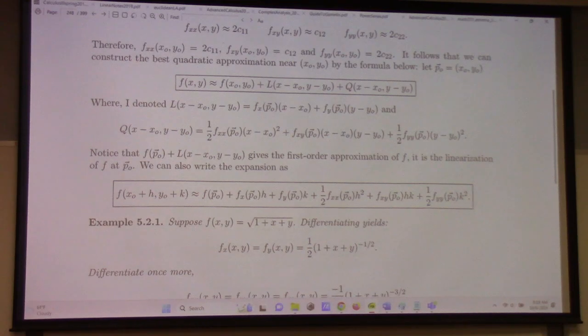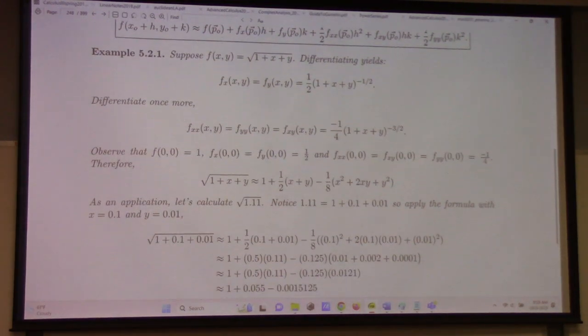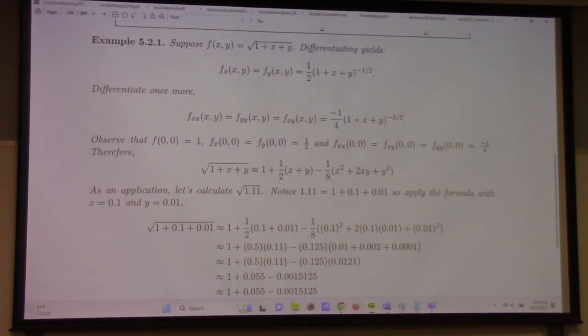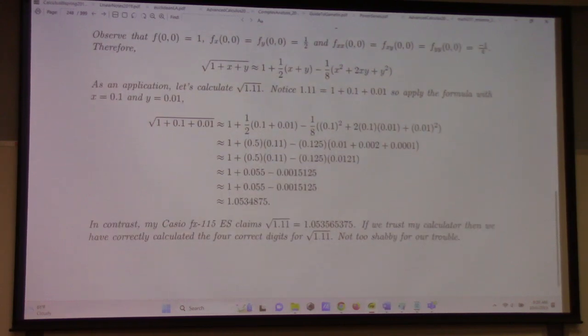I look at the power series for the square root of 1 plus x plus y. I calculate the partial derivatives, like so. I evaluate at the origin. It gives me all these constants. I put it together, so here's the bivariate power series expansion for the square root of 1 plus x plus y. It looks like this. And so I can take this thing out for a spin and try to calculate the square root of 1.11. I can look at that as 1 plus 0.1 plus 0.01 and use my formula up here. And if I do these numerical calculations, what do I get?